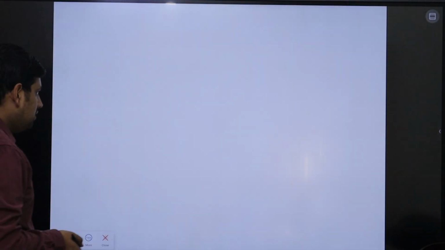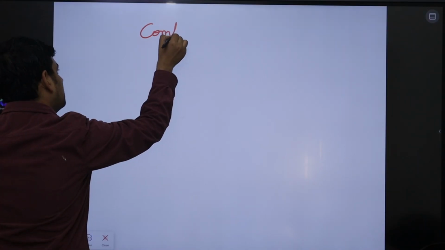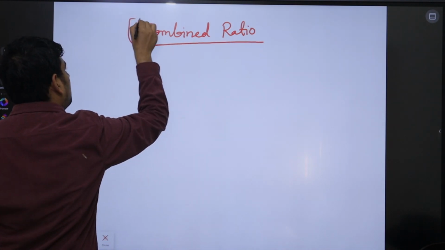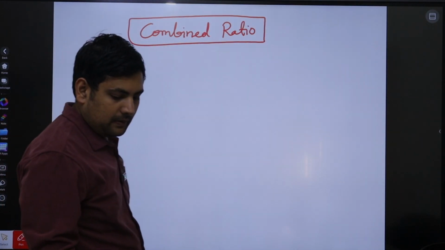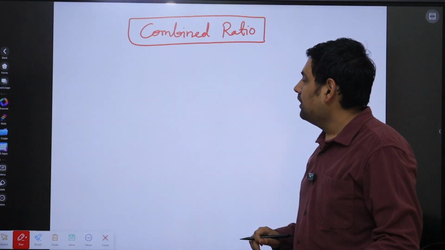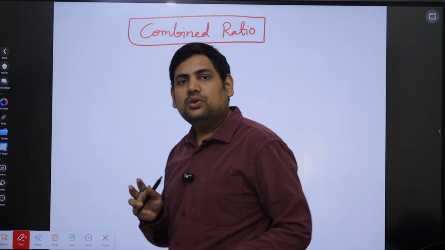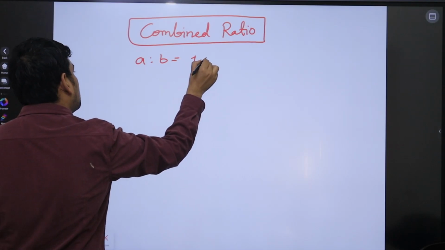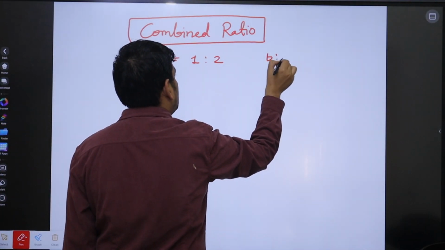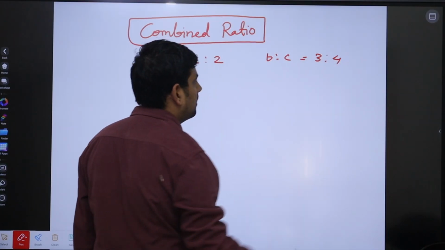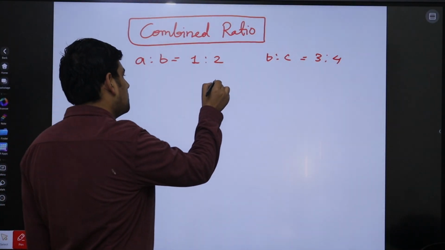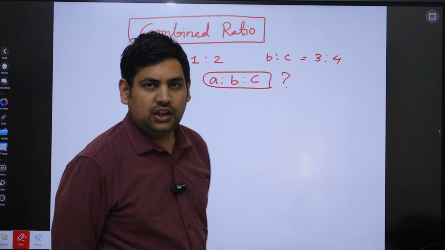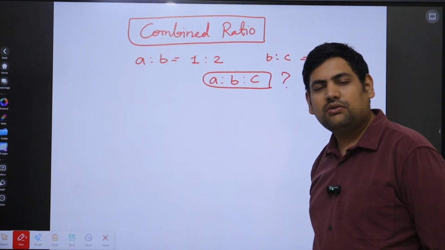Now, learn about something else that is called combined ratio. Combined ratio. Now, what is combined ratio? So see, sometimes in questions, they will give you two different ratios. For example, they will give you A ratio B is, let's say, 1 ratio 2 and B ratio C is 3 ratio 4. If this is given to you in the question, and then they will ask A ratio B ratio C is equals to what? So what you will do?